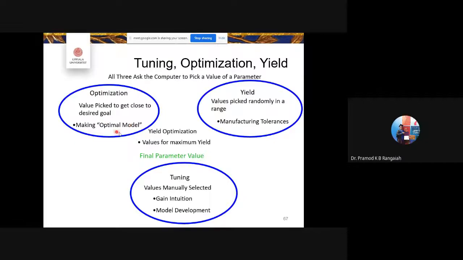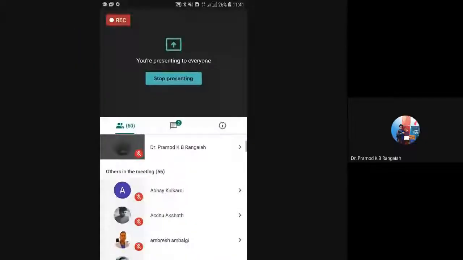But if your optimal models are not good, then you will end up with long research again. And based on the manufacturing tolerance, you have to think about it. These three techniques have to come into the picture for any microwave design, so we have to be more careful about these three.